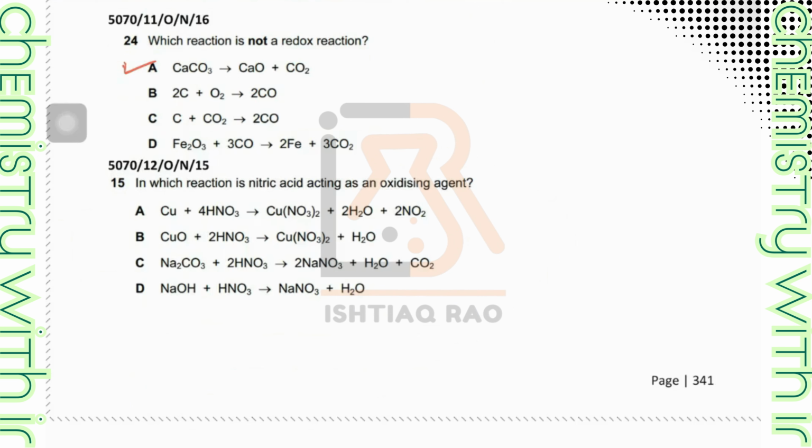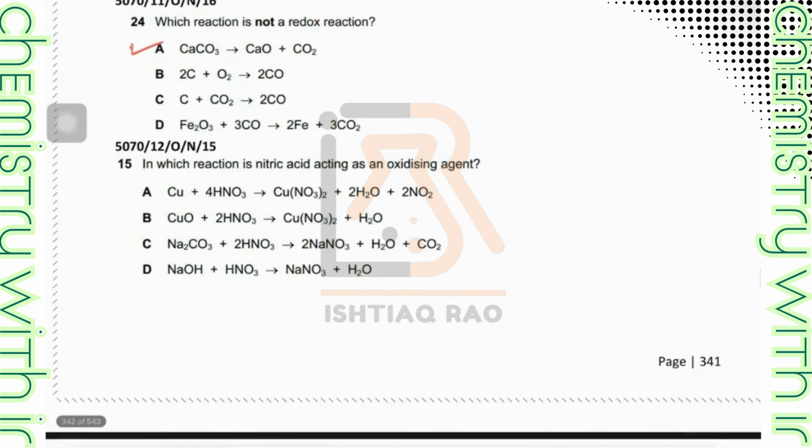Sir, is it A? In A, metal is reacting with nitric acid. In B, acid and base, not redox. And C, acid and base. Okay. Of course, A is correct.